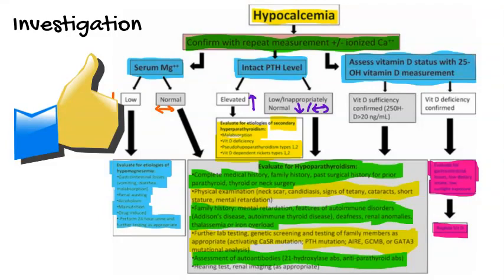Further laboratory testing, genetic screening, and testing of family members as appropriate, by activating CASR mutation, PTH mutation, GCMB, or GATA3 mutational analysis. Assessment of autoantibodies, 21-hydroxylase antibodies, antiparathyroid antibodies, hearing test, and renal imaging as appropriate.